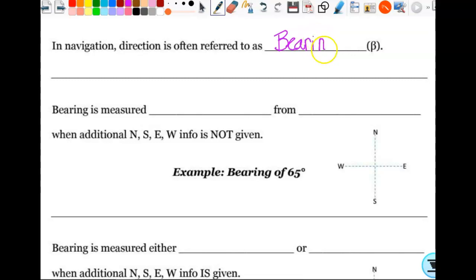Okay, you could be traveling on a bearing of whatever. And it's represented often by this capital Greek letter. Anybody know what this one is? Beta. Yes, ma'am. So beta will be what bearing is labeled as. And we can measure bearing one of two ways depending on the information that we are given. So bearing is measured clockwise from true north.